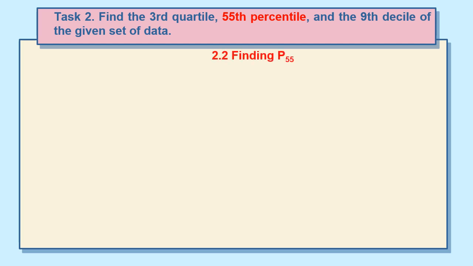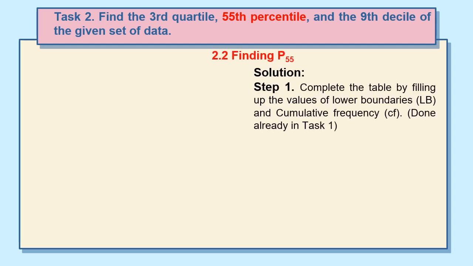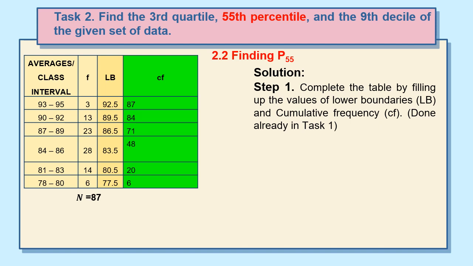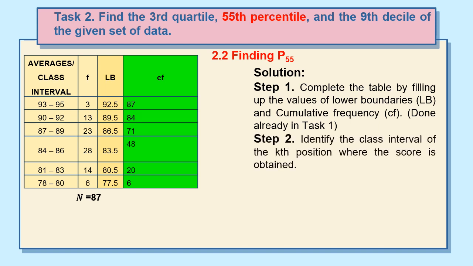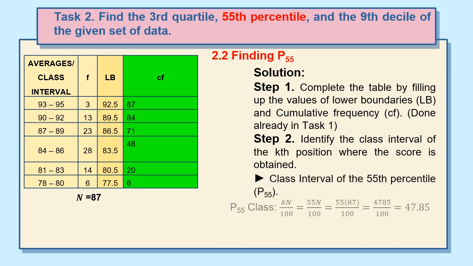Now, we will find the 55th percentile. And step 1 is complete the table by filling up the values of lower boundaries and cumulative frequencies CF. This is already done in task 1. So let us proceed to step 2. Identify the class interval of the kth position where the score is obtained. So now we will find the class interval of the 55th percentile.